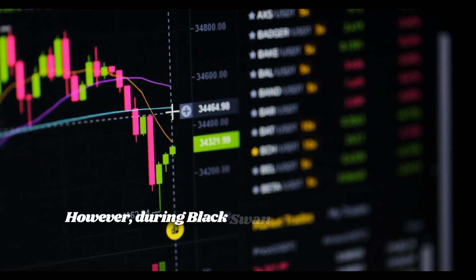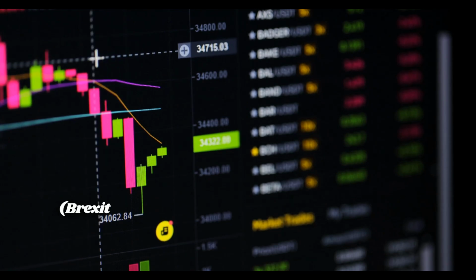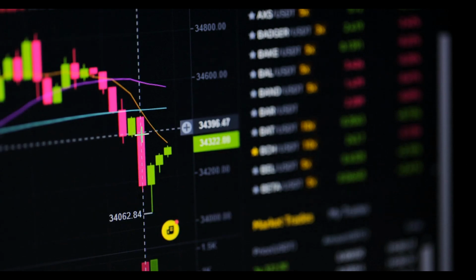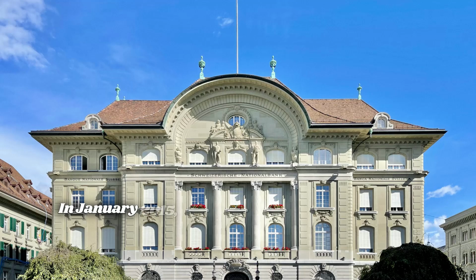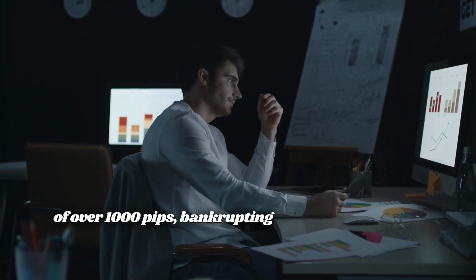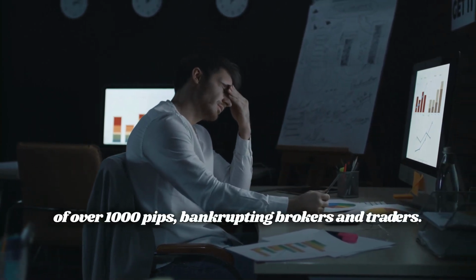However, during black swan events, for example, the Brexit referendum, liquidity evaporates, causing slippage. Example: in January 2015, the Swiss National Bank's abrupt removal of the euro to Swiss franc cap caused slippage of over 1,000 pips, bankrupting brokers and traders.